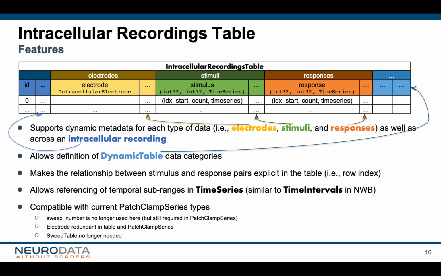The main difference is that sweep number is no longer used, but it's still being defined in the patch clamp series. The electrode is redundant in the patch clamp series in the table, but we included it in the table primarily because we want to be able to add custom metadata for electrodes, as well as to make querying the table more convenient. And then the sweep table is no longer needed, as the intracellular recordings table supersedes it.